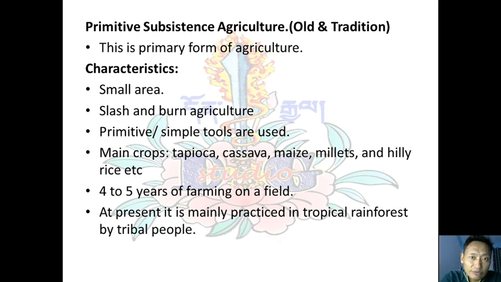First one is primitive subsistence agriculture. Second one is slash and burn agriculture, because every 4 to 5 years they are doing slash and burn in order to make agricultural land, and every 4 to 5 years they are moving from one agricultural land place to another agricultural land. So because of that, this type of agriculture is also called shifting agriculture. So we have many names for shifting agriculture or primitive subsistence agriculture.